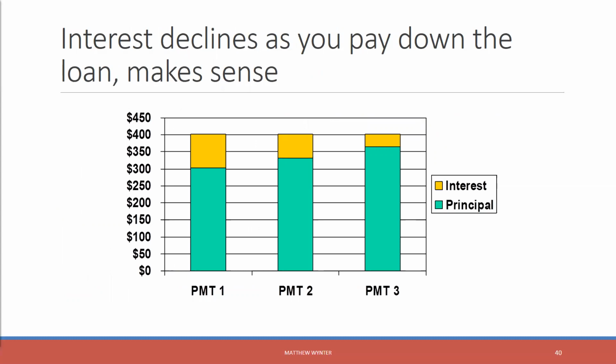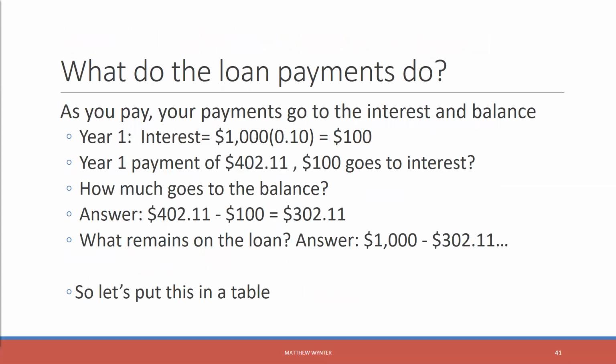And hopefully this makes sense. You'll notice that we're paying the same amount every single payment, but a larger portion of that payment is going to the principal. So in year 1, when I borrowed my $1,000, I've got $100 in interest. I pay 402.11. 100 of that goes to the interest, and the remainder, the 302.11, goes to the balance.